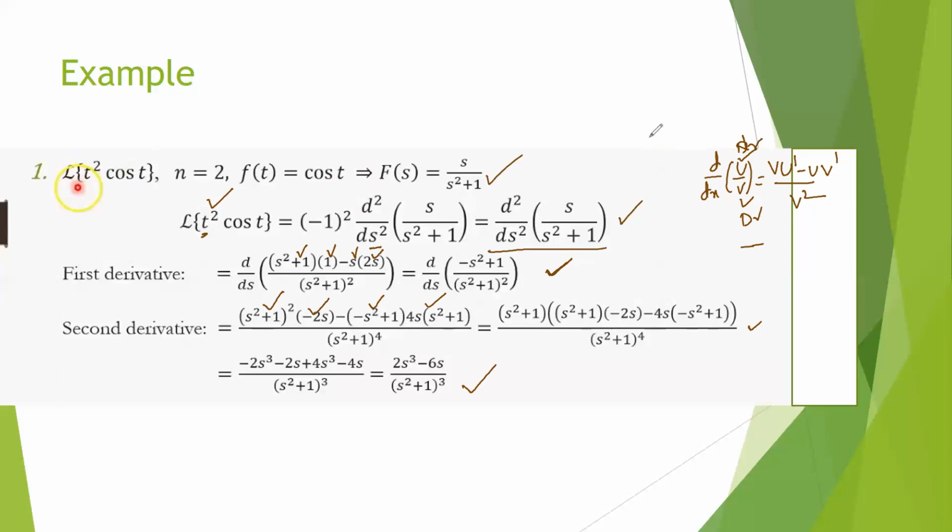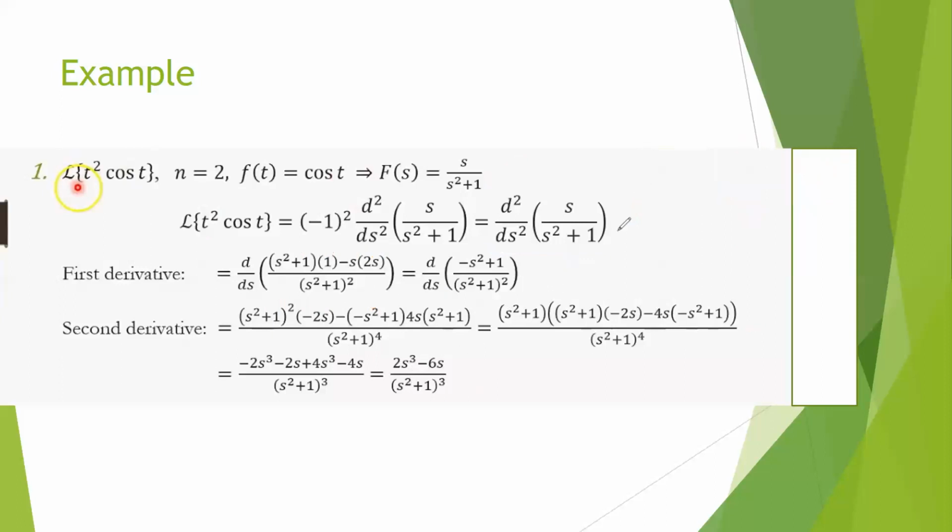So while doing this u by v formula, we should be very attentive in calculating differentiations in a differentiation. Later on, we need to do the multiplication part, normal multiplication. S square into s square becomes s power 4.